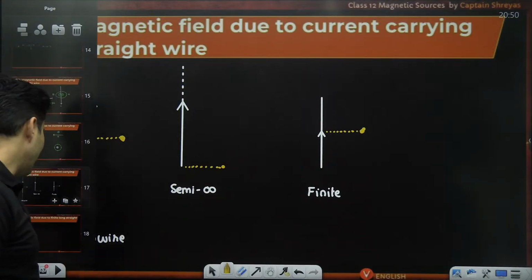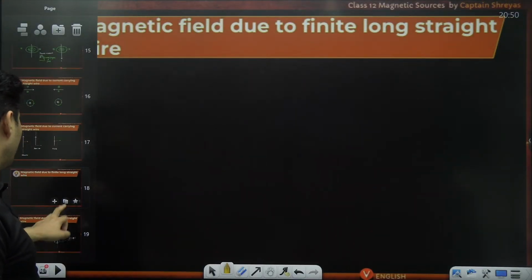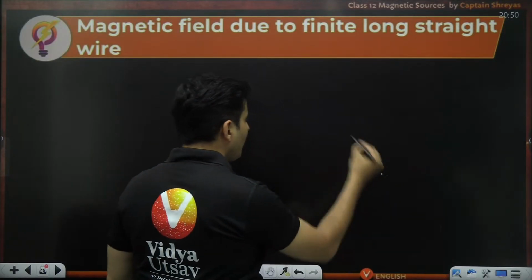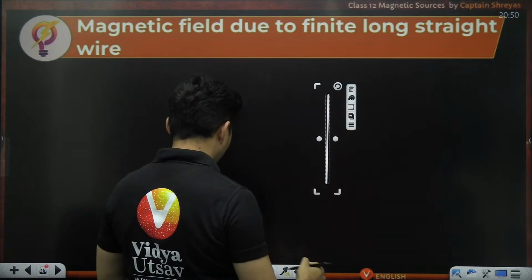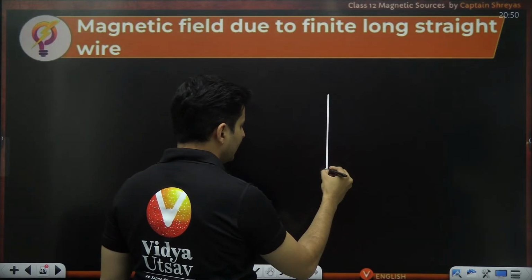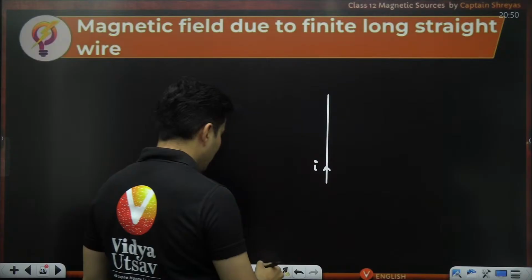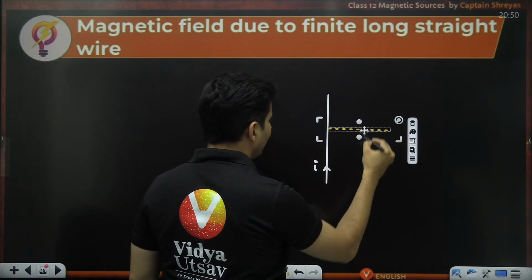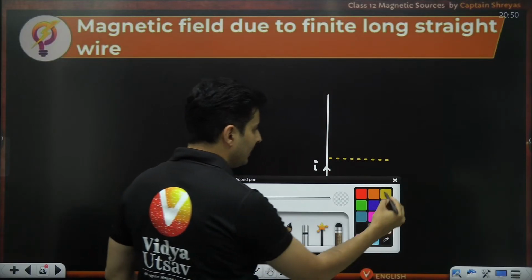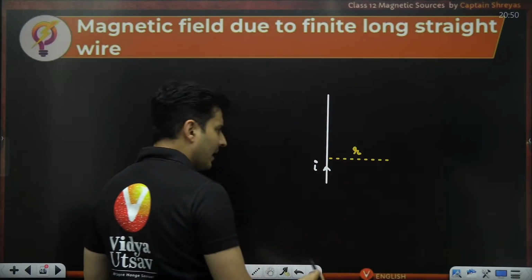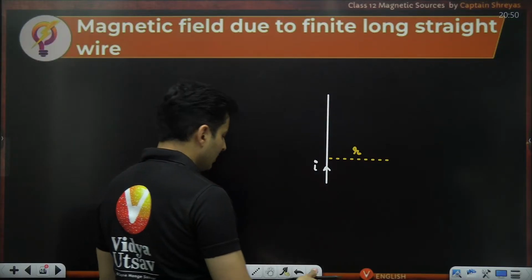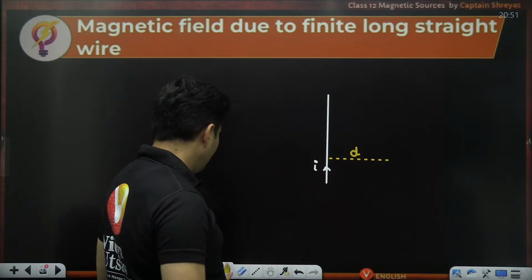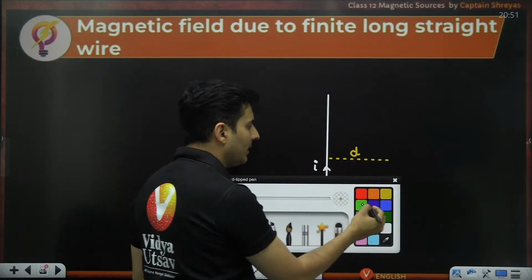Let's see for the finite wire what the formula is and how it has been derived. So if you take a wire which is finitely long, and let's say the current through it is I, and I am standing at some distance from that wire. It could be anywhere. And that distance is, let's say, R, X, D, whatever you want to call it. Some people also call it D. It's perfectly fine. And here I want to figure out what the magnetic field is.